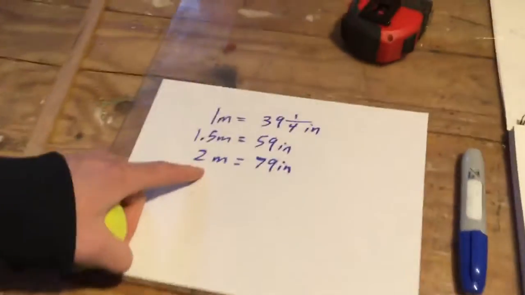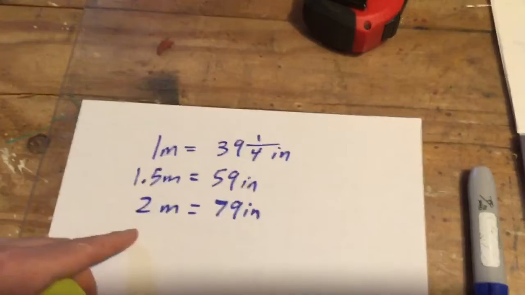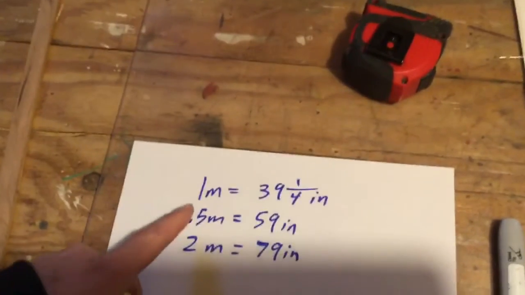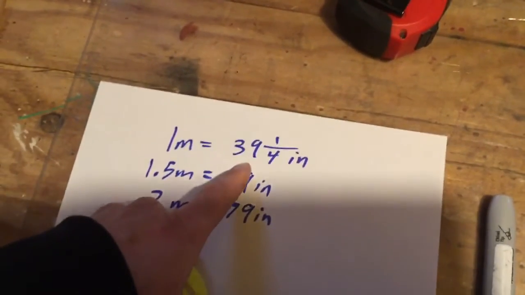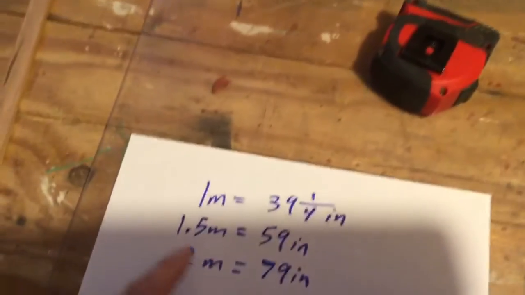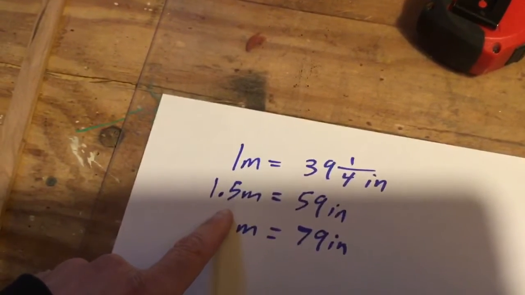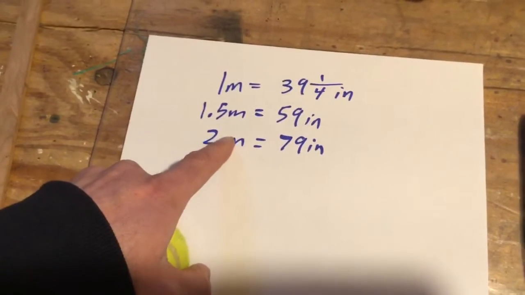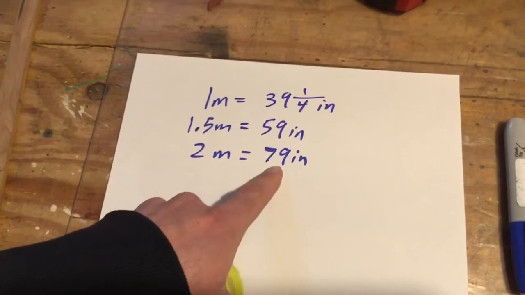If you can focus in on this piece of paper. The first thing is, this is just to help you out because I know many of you wouldn't have meter sticks at home. If you drop it from a meter, you're dropping it 39¼ inches. If you drop it from 1.5 meters, then it's 59 inches. And if you drop it 2 meters, it's 79 inches.